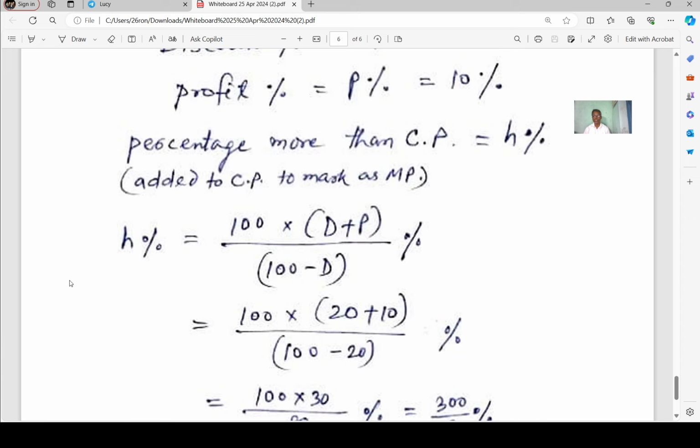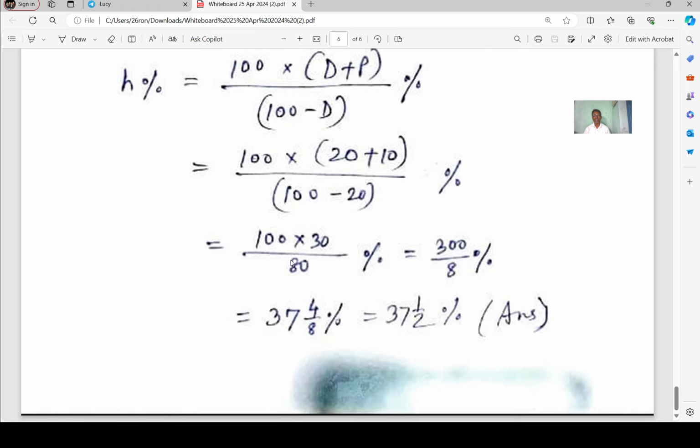So H percent equals 100 into D plus P divided by 100 minus D percentage. 100 into 20 plus 10 divided by 100 minus 20%. 100 into 30, 20 plus 10 is 30, divided by 80%, or 300 by 8%. This is equal to 37 whole 4 by 8%, or 37 and a half percent.